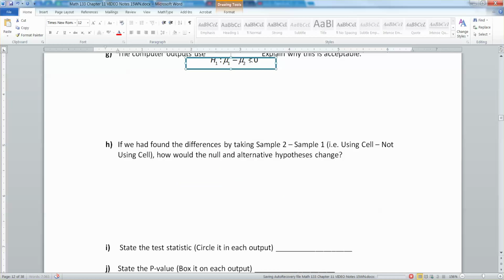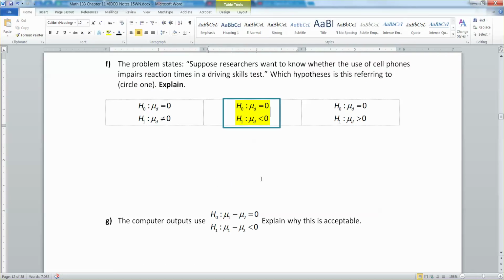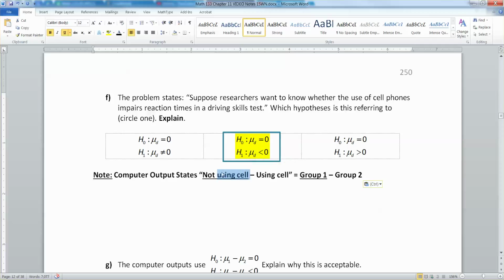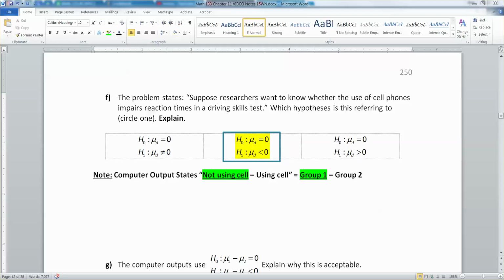If I can get my box up there. All right, so there's our result. Now we have to explain why this happens. Well, notice that the computer used not using cell phone as group 1. Right? Once they establish the not using cell phone group, let me highlight it, the not using cell phone group is your group 1 group. So that means group 1 minus group 2 is how the difference is going to get worked. All right, so that word impaired in the original problem, let me highlight it right here.